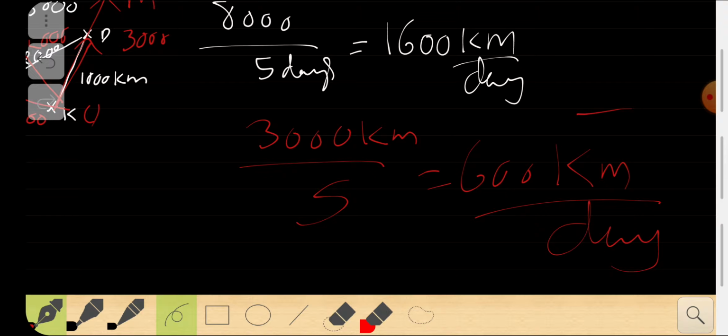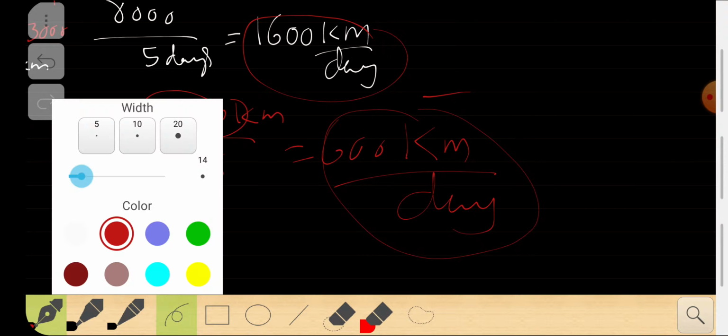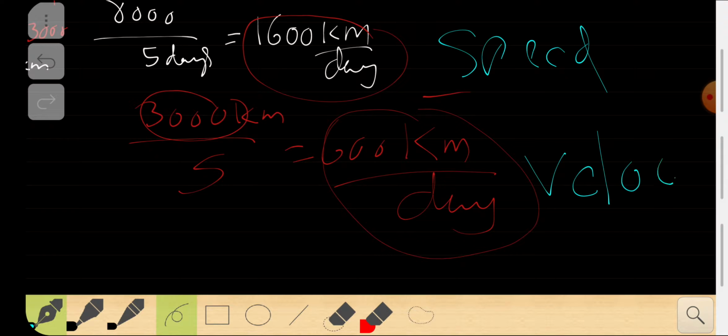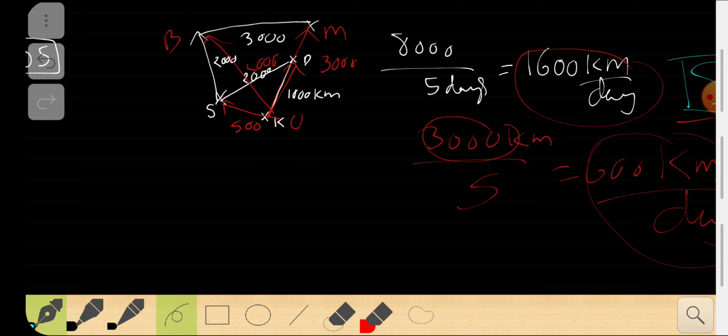That's a different thing. So distance over time is the speed, and displacement over time is the velocity. So displacement was 3000, and this 600 is called the velocity. So this is called the speed, and this is called the velocity, which are different things. One depends upon direction and the other doesn't depend upon direction. One is a vector and the other one is a scalar.